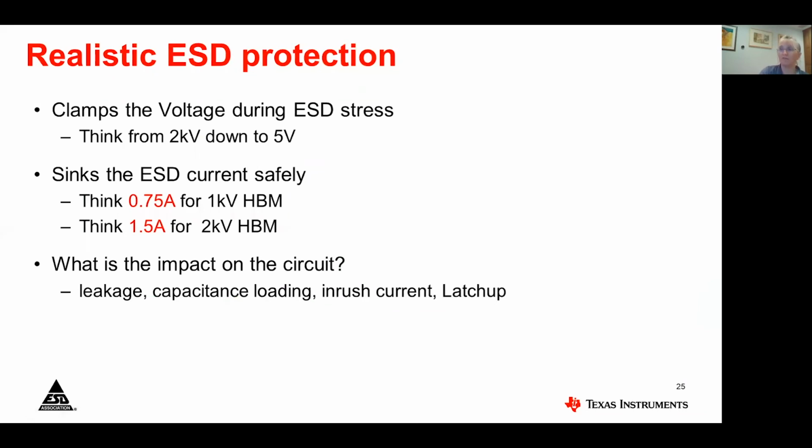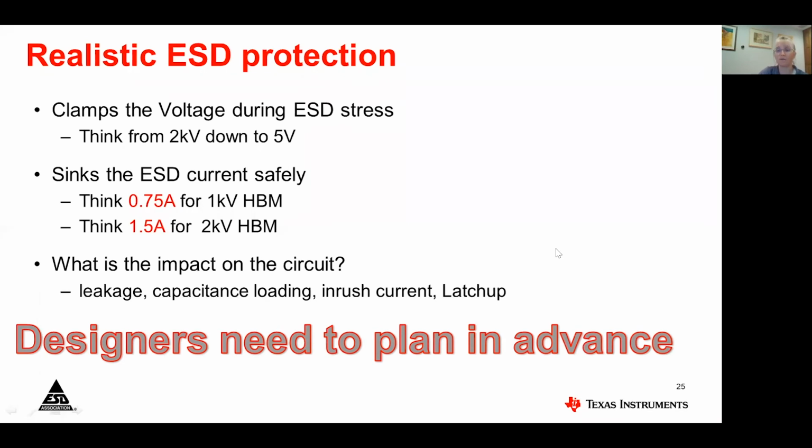So, okay, enough. I don't think I need to reiterate that the designers and design community, the marketing guys, the system sales, etc., they're not going to prioritize ESD, but we do need to pay attention to it. And there are specs to design to. And most important is to understand the impact on the circuit. So we want to make sure that the ESD protection we add in, which is on every pin, doesn't affect the performance. Things like leakage, capacitive loading, inrush current, latch-up are all aspects that we have to pay attention to. And it requires planning in advance.